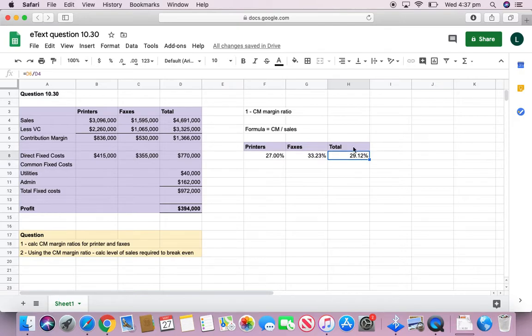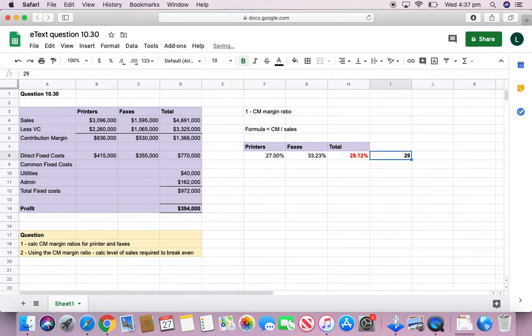Now, quick note here, I am going to make this red. This answer is correct. In your eText, they've rounded it up to 29%. They don't look at the decimals. Not saying it's right or wrong.